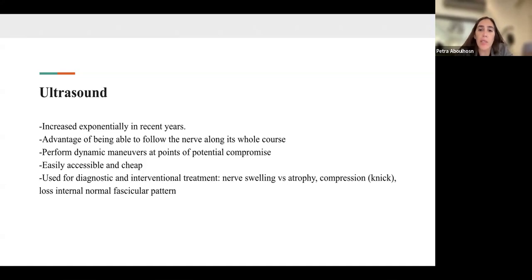And what you would usually see is nerve swelling versus atrophy. You can see compression along the nerve, so you would see a nick on the nerve, and you can also notice any loss of the normal internal fascicular pattern.